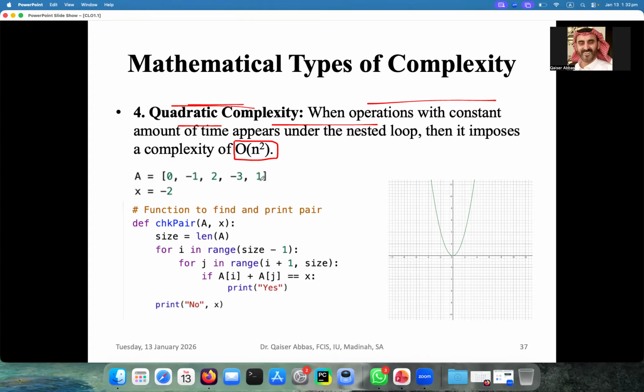For example, here, if array is this, x is this, and this is the method check pair, this array is going into it, and this -2 is also going into it, and then this is the loop for i in range, size -1. Size is what? Length of the array. Length of the array is what? 5 here. So size is 5. So 5 minus 1 is 4. And then 0 to 4, almost 3 to 4 times.